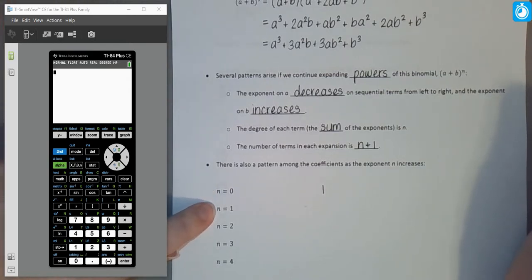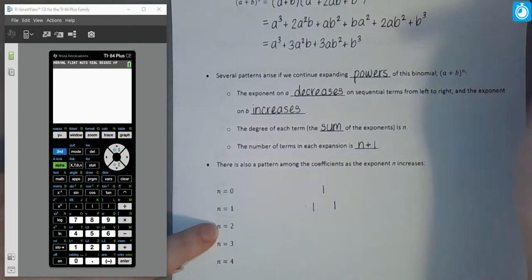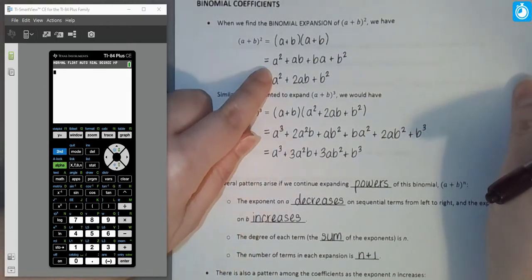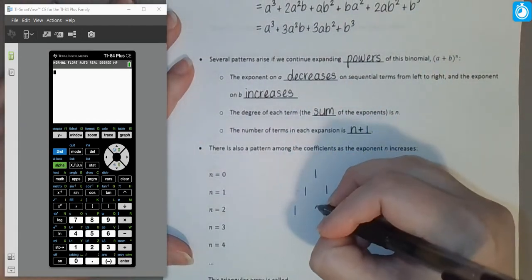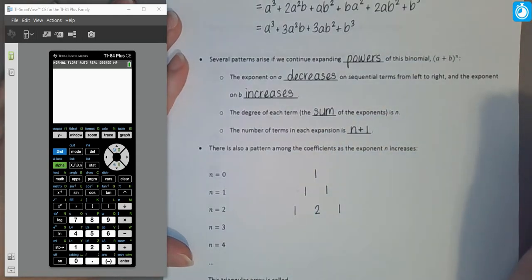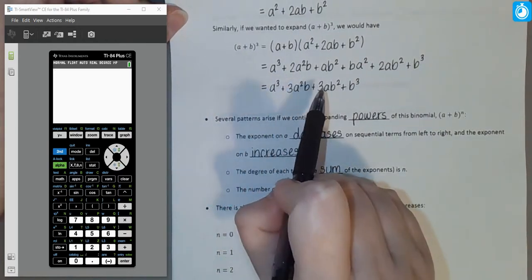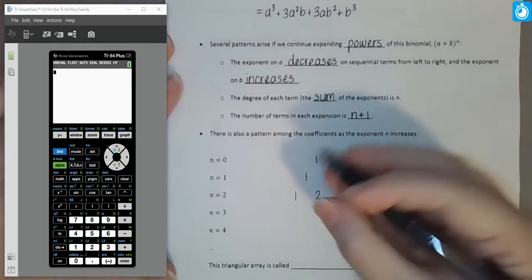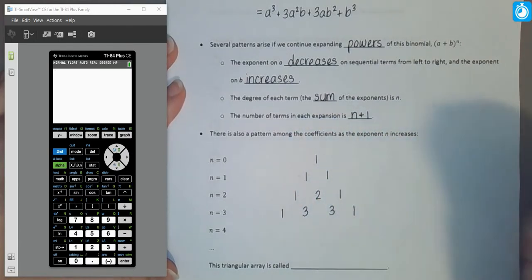Now if we were to raise our expansion to the first power, a plus b to the first power means we're just multiplying it by 1. There's nothing there, it's just itself. So we'd have a coefficient of 1 and 1. Now if we square, we saw these coefficients, so we had a 1, a 2, and a 1. Now when we cubed, we had a coefficient of 1, 3, 3, and then 1.